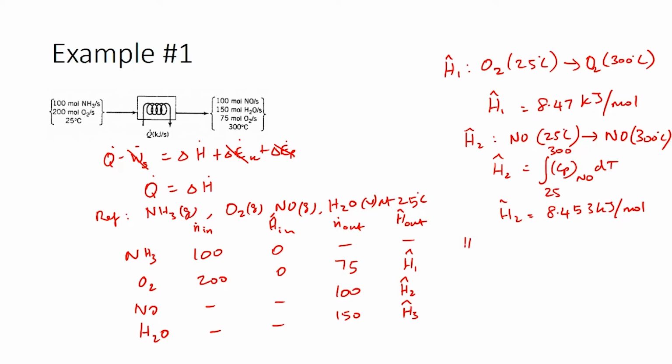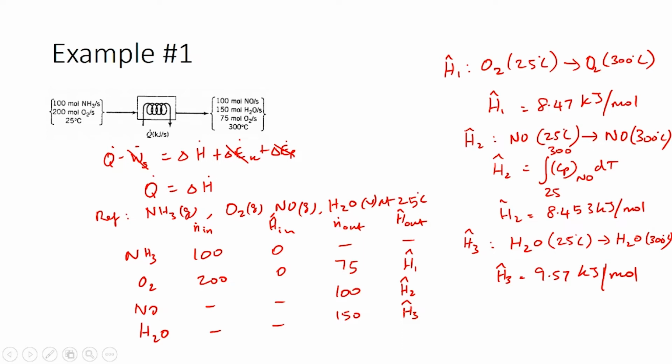And for water vapor you would have H3 cap. Water vapor at 25 degrees Celsius, which is the reference state, is heated to water vapor at 300 degrees Celsius, and this would mean your H3 cap would be equal to 9.57 kilojoules per mole. So, these values you can actually obtain from the enthalpy table for combustion gases. So, you can fill out the enthalpy table with H1 cap, H2 cap and H3 cap.